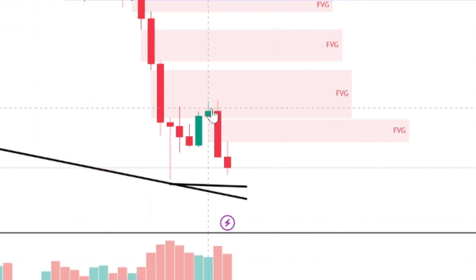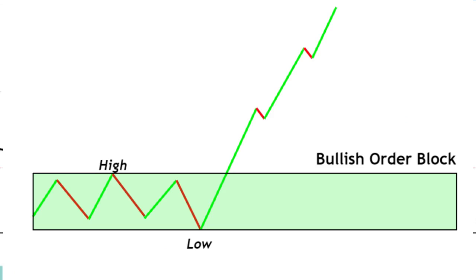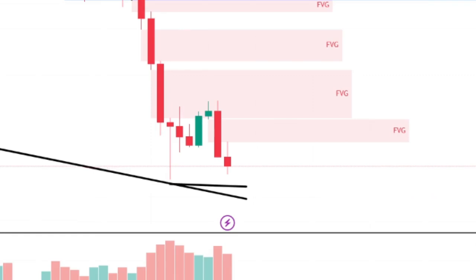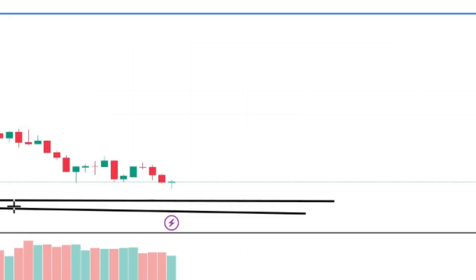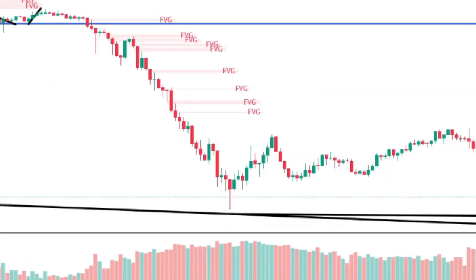Then lastly is order block. You need to observe when there is an order block in the market, because an order block becomes an institutional footprint. Once you're able to spotlight an order block in the market, you're going to see where the market will relatively turn, where the market has the possibility of reversing.